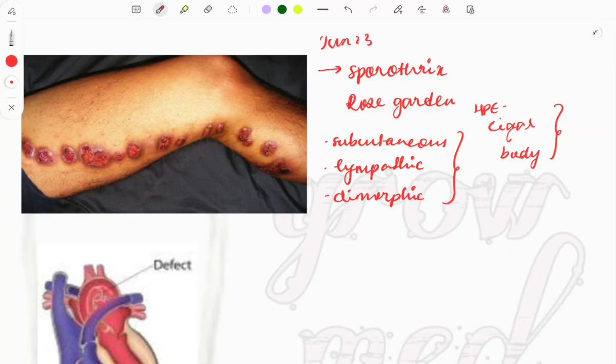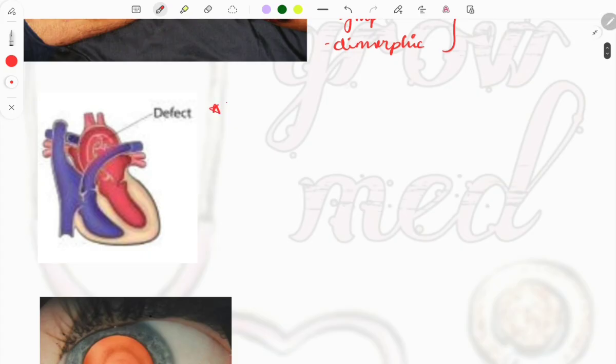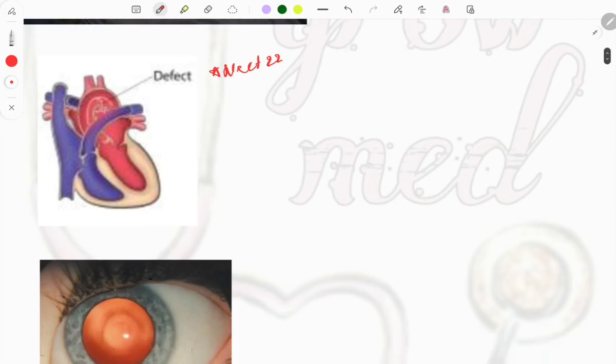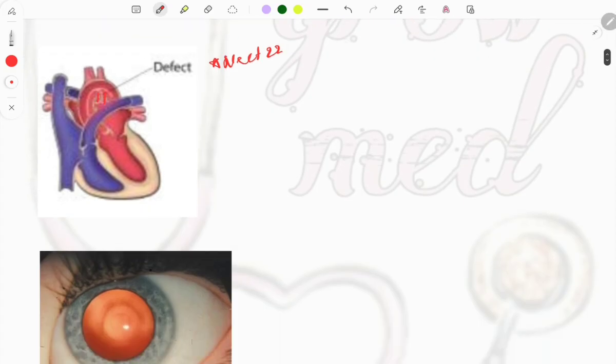Then moving on to the next. This question was asked in NEET, I don't exactly remember which year, I think NEET 22. It is from anatomy. They had given a defect and asked which pharyngeal arch defect causes it. It is pharyngeal arch 6. Due to the defect in pharyngeal arch 6, this defect, the patent ductus arteriosus, occurs because it does not close. Usually it should close, and if it does not, this kind of defect can be seen.